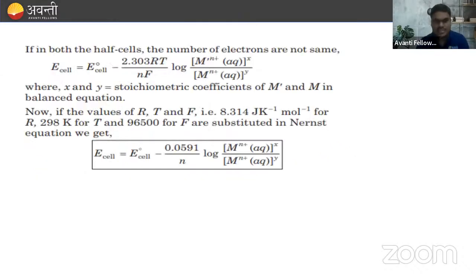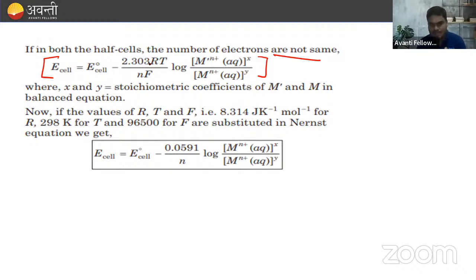Now similarly, if in both the half cells the number of electrons is not the same, we can also write a formula for the redox reaction. EMF of the cell is equal to E naught cell minus 2.303 RT divided by NF, log of Mn+ upon Mn+ aqueous, where X and Y are the stoichiometric coefficients of M dash and M in the balanced equation.